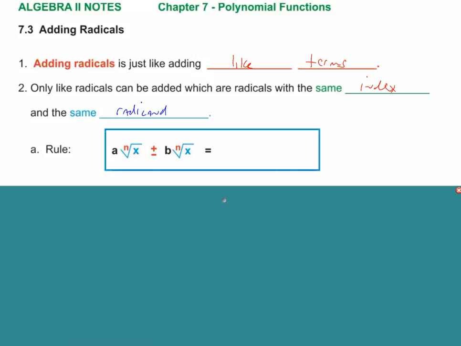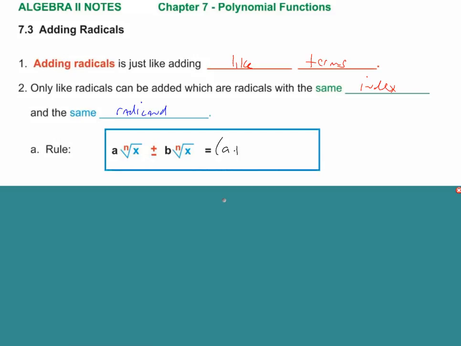Look, can you add an x squared and an x cubed? And the answer is no, because they're not like terms. So can you add a square root and a cube root? No, because they're not like terms. They're not like radicals. So for them to be like radicals, it's got to be exact. Same index, same radicand. And then you're adding up however many of them there are. Just adding the coefficients. That's all you're doing. So that's what the rule is trying to show you.